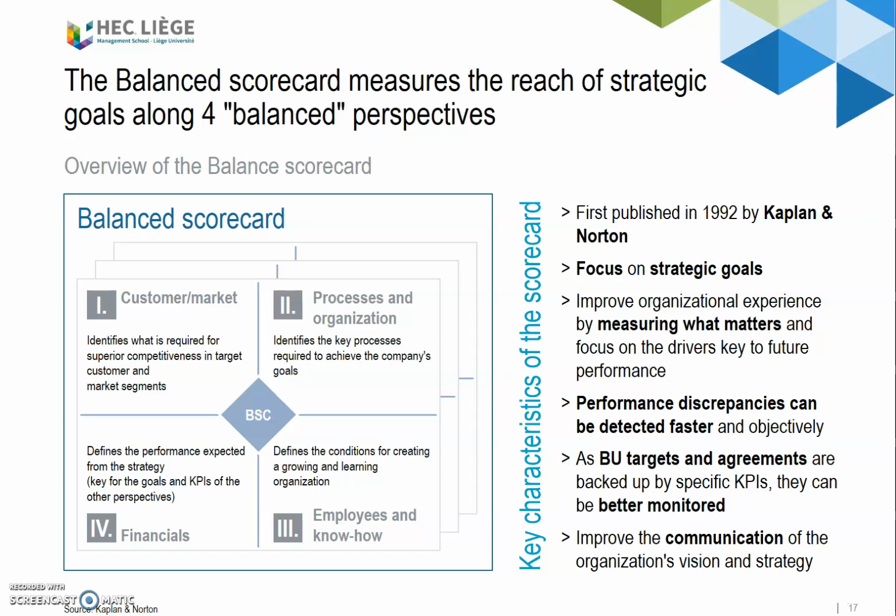It was introduced in 1992 by Kaplan and Norton in the US, and it's really a way to measure what matters, to really focus on the drivers of future performance. And it's structured around four quadrants. You have indicators on your customer and your market. You have one on your process and organization, one on your financials, and one on your employees.